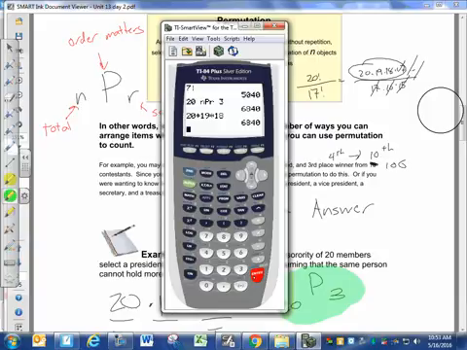All right? So it's n first in your calculator, then math, PRB, nPr, then r.